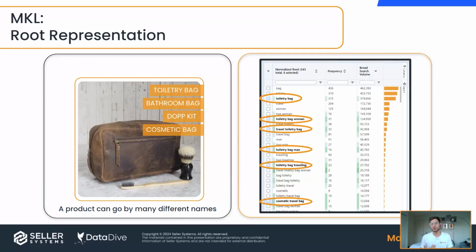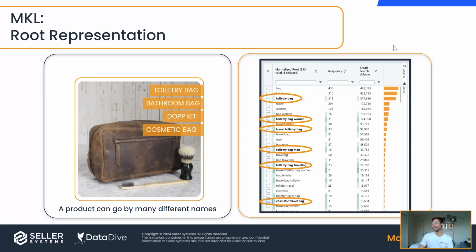I teach office hours 3 times a week for DataDive, and one of the biggest questions we get is, Anthony, how do I know, is this a root? Should I count this as a root? A keyword root is 2 or more words that is a unique way of describing a product. And this is all inside of DataDive. You don't have to formulate any of this yourself. You don't have to do any math.